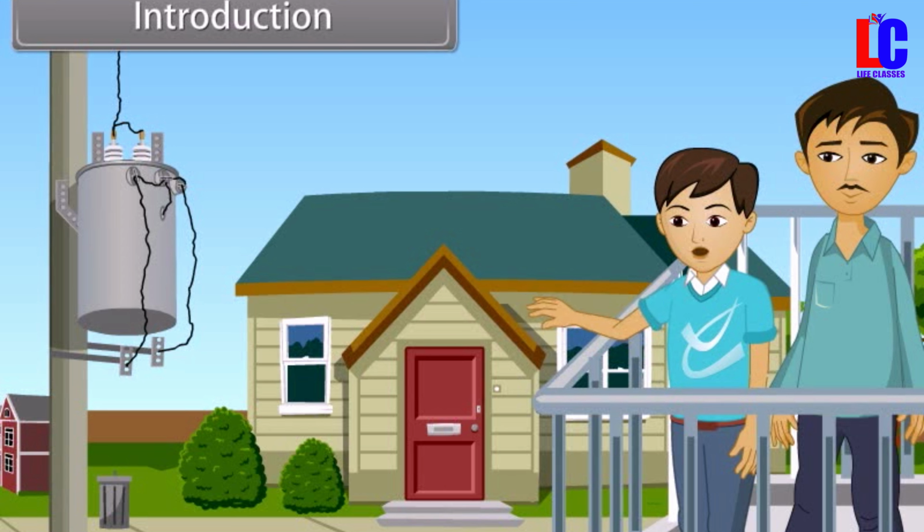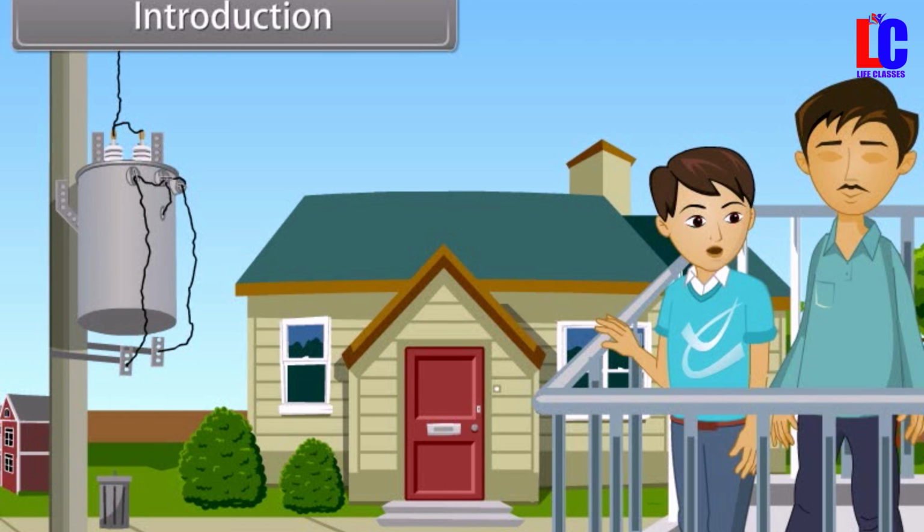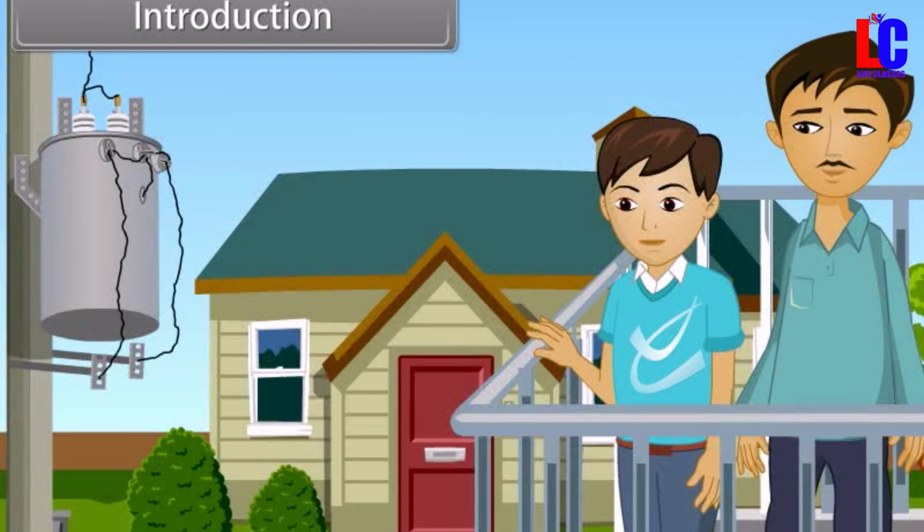Father, what is that grey color box type mounted on the electricity pole? Son, that's a transformer. Okay, father. And why is it used? Please tell me. Son, it is used to lower down the voltage of electricity.